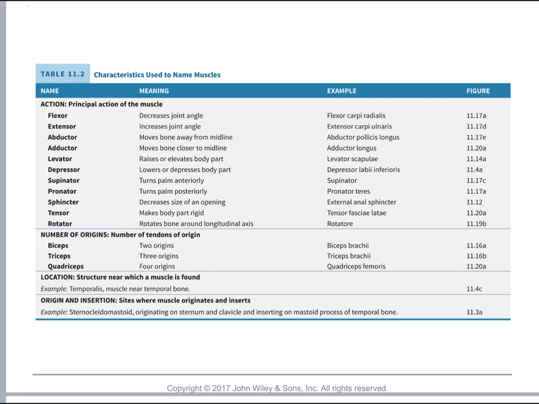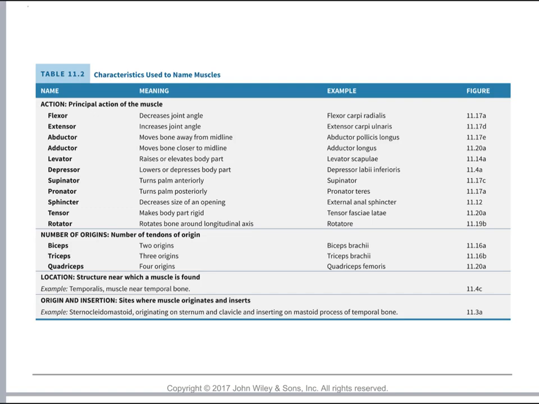As we continue with our table, let's look at the characteristics of action. So here's our actions again. Flexors decrease the joint angle. Extensors increase the joint angle. They flex and extend. Abductors, adductors, levators, they raise or elevate. Depressors, lower or depress. Supinators, there's our correct anatomical position.